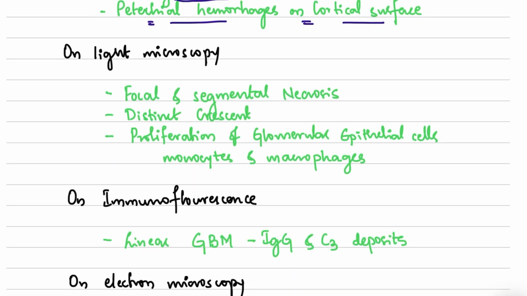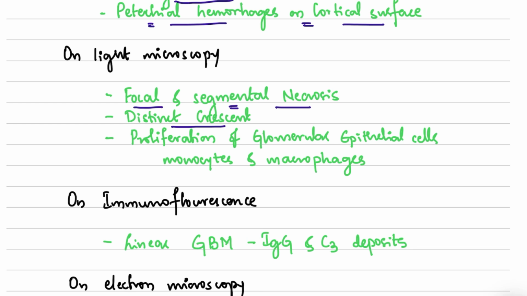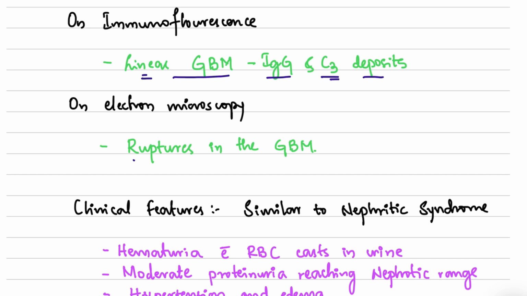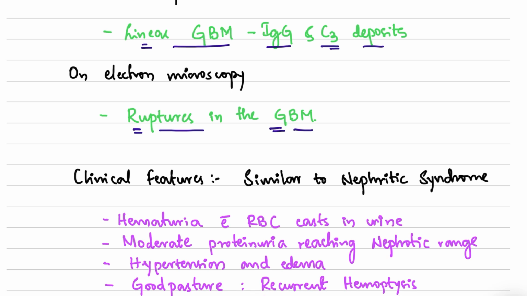On light microscopy, we can see focal and segmental necrosis of the glomerulus. There will be distinct crescent formation in the glomerulus, as well as proliferation of the glomerular epithelial cells along with monocytes and macrophages. This is the appearance on light microscopy. On immunofluorescence, we can see linear GBM IgG and C3 deposits on the glomerular basement membrane. That is type 2. On electron microscopy, we can also see a proper rupture in the glomerular basement membrane, leading to the leakage of all the proteins, blood cells, and everything.